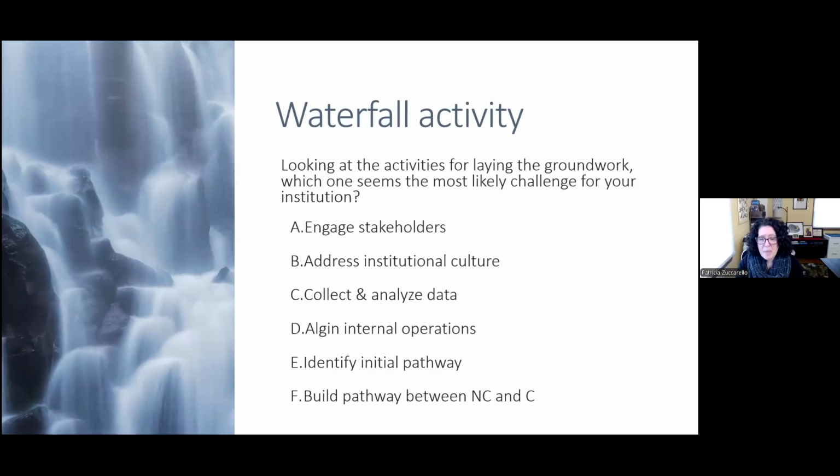Okay, so here again, waterfall this. When you think about these pieces for laying the groundwork, is there a piece here where you think it's going to be a larger challenge than maybe one of the other pieces? So for this waterfall, we're going to identify which of these seems to be the most likely challenge for your institution.